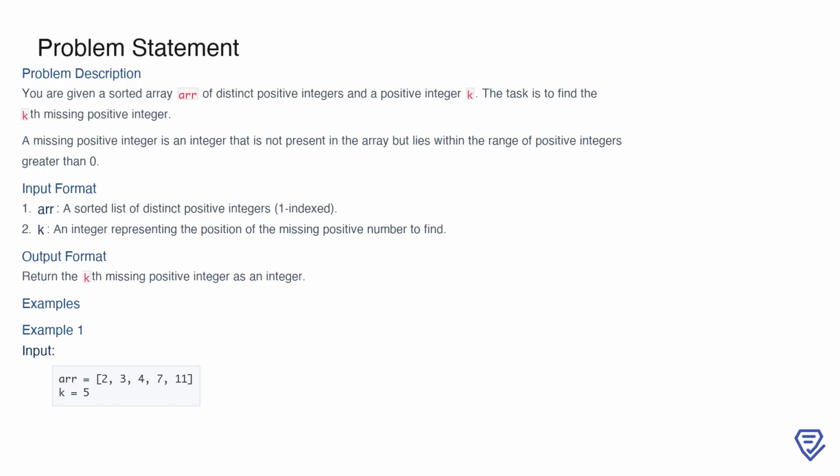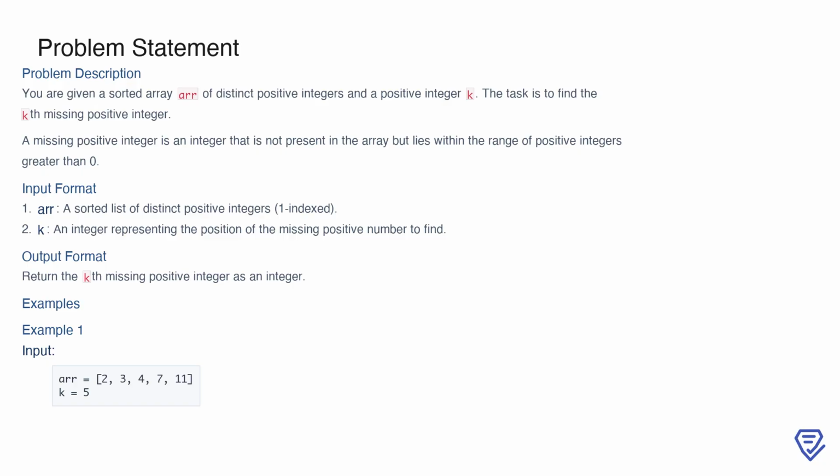In this problem, you are given a sorted array called arr, which contains distinct positive integers, as well as a positive integer k. Your task is to determine the Kth missing positive integer. But what exactly is a missing positive integer? It's any positive number greater than 0 that is not present in the array. Essentially, you need to identify which numbers are skipped in the sequence up to the Kth missing one.